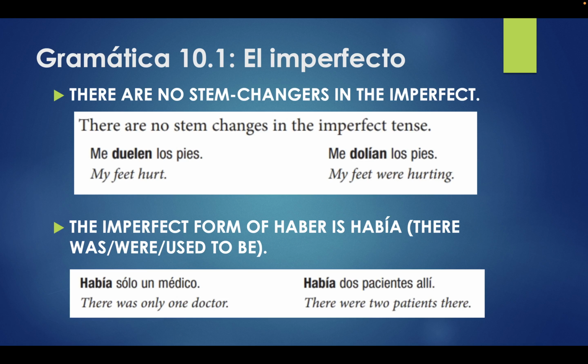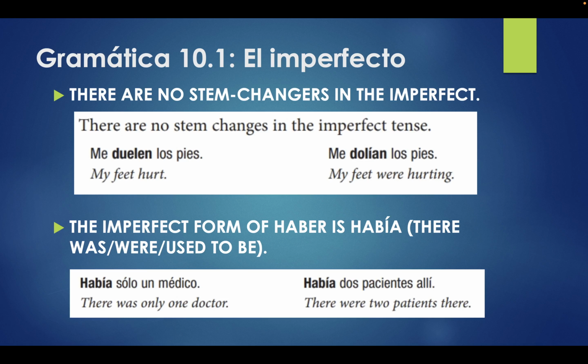In the imperfect, there are no stem changers. Me dolían los pies, my feet were hurting, me dolían. Right? We didn't change the O to a UE or anything like that. No stem changers in the imperfect, which is so nice.